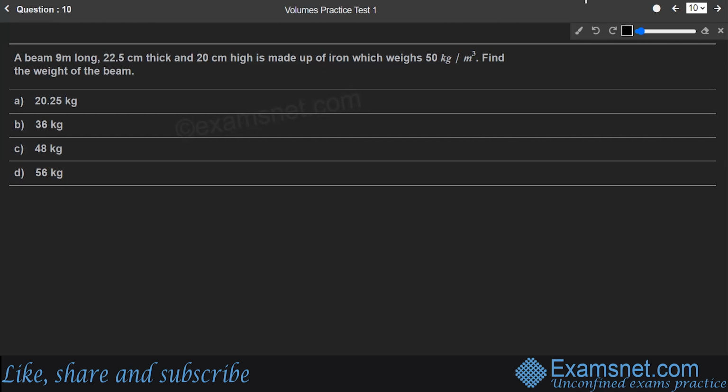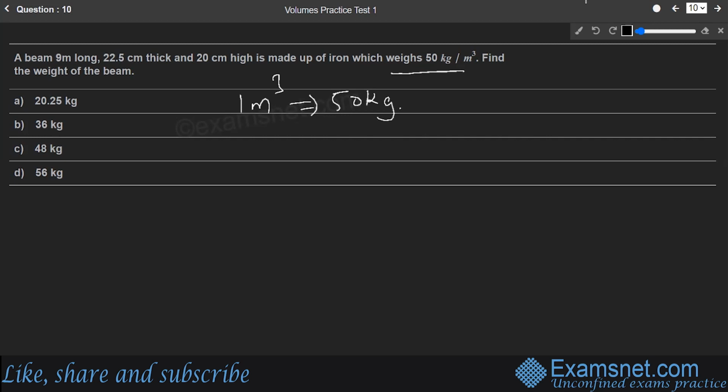So what he says is 9 meter long is the beam length. So let us notice all that. Clearly there has been a recasting, and he says the iron weighs 50 kg per meter cube. So 1 meter cube has a weight of 50 kg. So what we'll try to find is the volume of this very structure that is there with us.